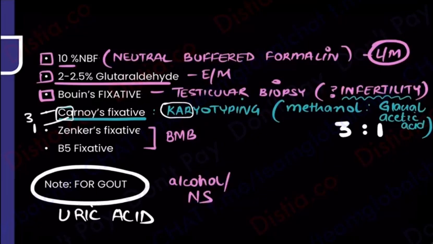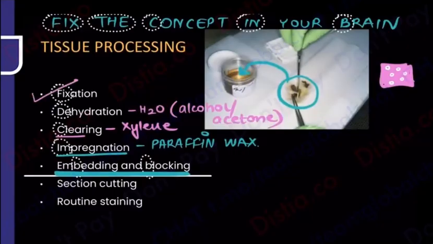I hope the fixatives are done. You had to do the first step, that was fixation. After fixation, what are you doing? You will say, ma'am, after fixation, next I had to do dehydration, that is remove all the water. How did you do it? With alcohol and acetone. Then I had to clean the tissue by adding xylene.